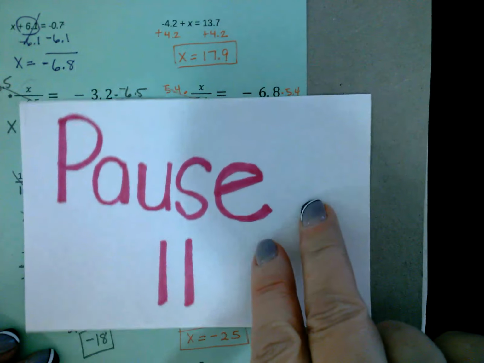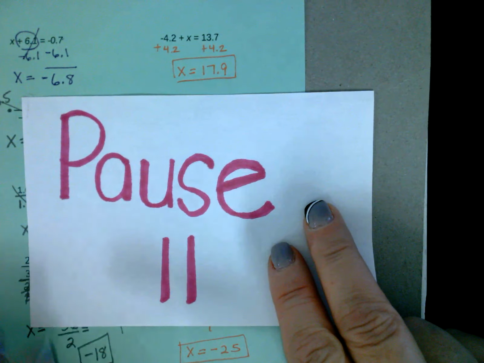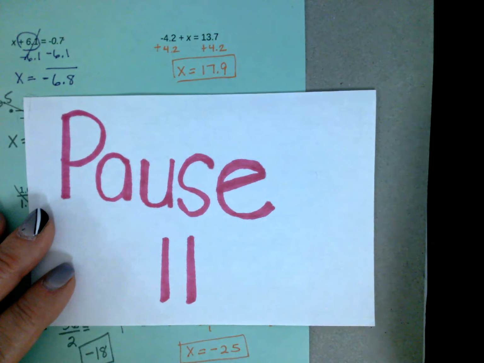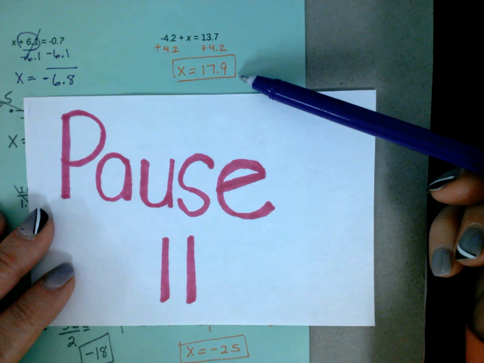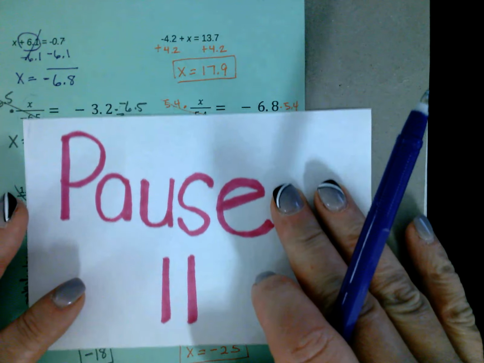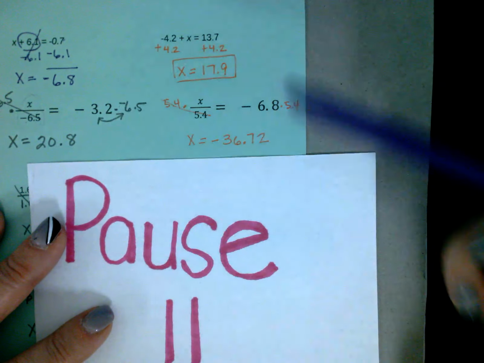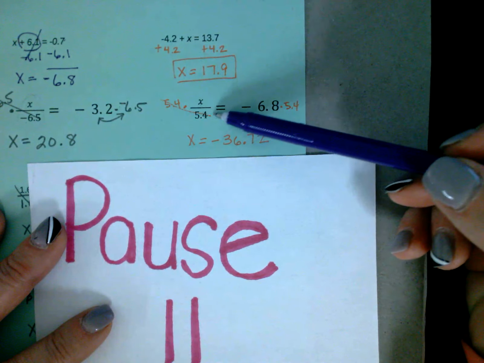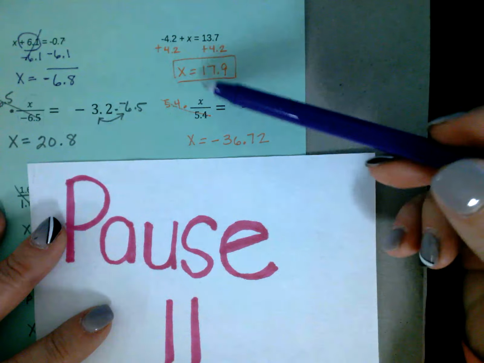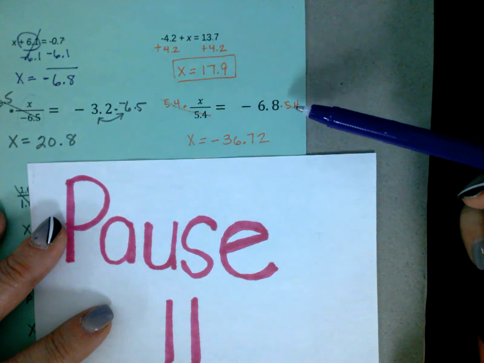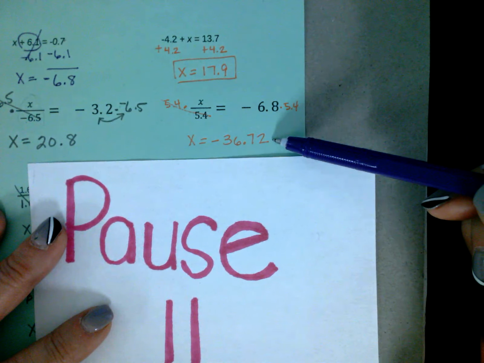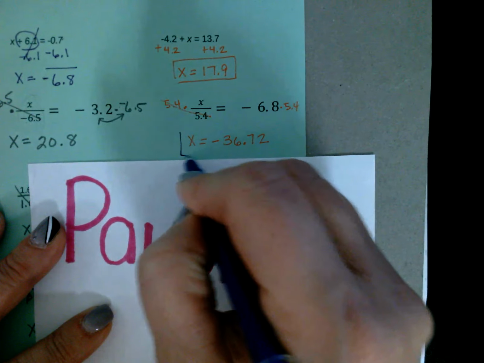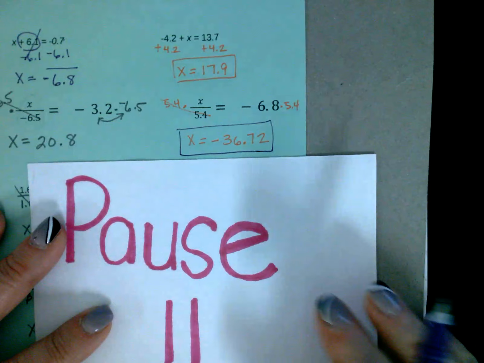Thank you for pausing. I'm just going to slide the pause card down as we go. For the first one, I added 4.2 to each side and got 17.9. For the second one, the x is part of the fraction, so I know it's a division problem. To undo that, I would have to multiply. So I multiplied both sides by 5.4, and I got negative 36.72.